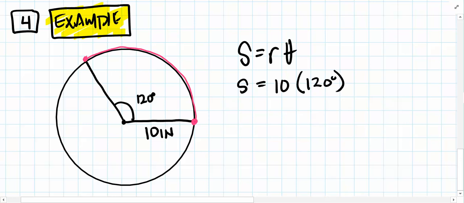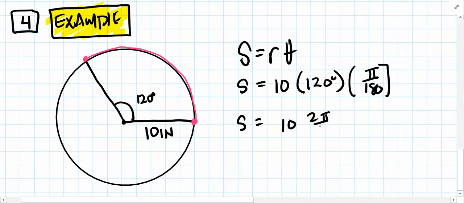Nick, what's the deal? It has to be in radians, so I have to convert this. I have to take my degree and convert it to a radian. We do that by multiplying by pi over 180, which is what Nick was saying earlier. So S is now equal to 10 times 120 degrees. We did that one earlier in the class. We found that that's 2 pi over 3 radians. Therefore, the arc length is 20 pi over 3 inches.